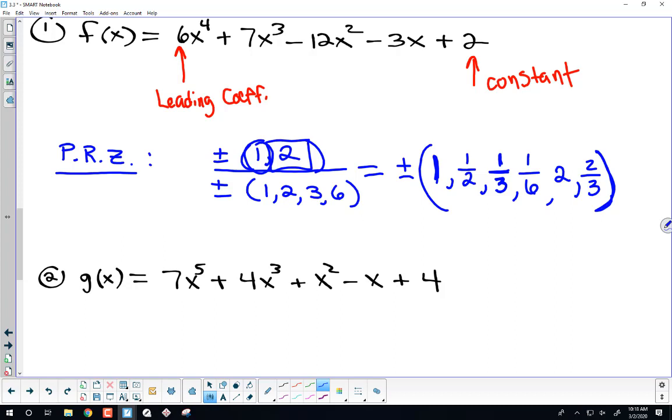Exactly, it takes away the infinite possibilities and breaks it down. Yeah, exactly. That's all this is doing. It gives us a finite list of numbers that could potentially work with synthetic division versus an infinite list of numbers.